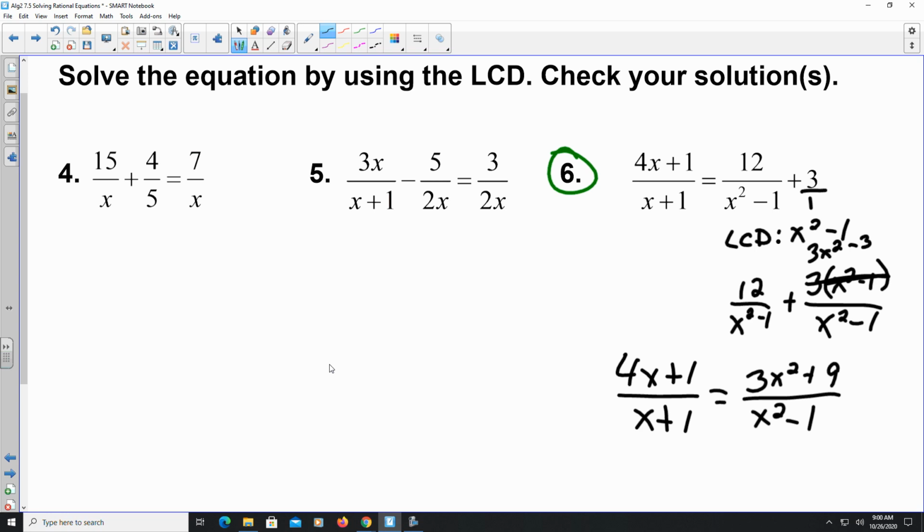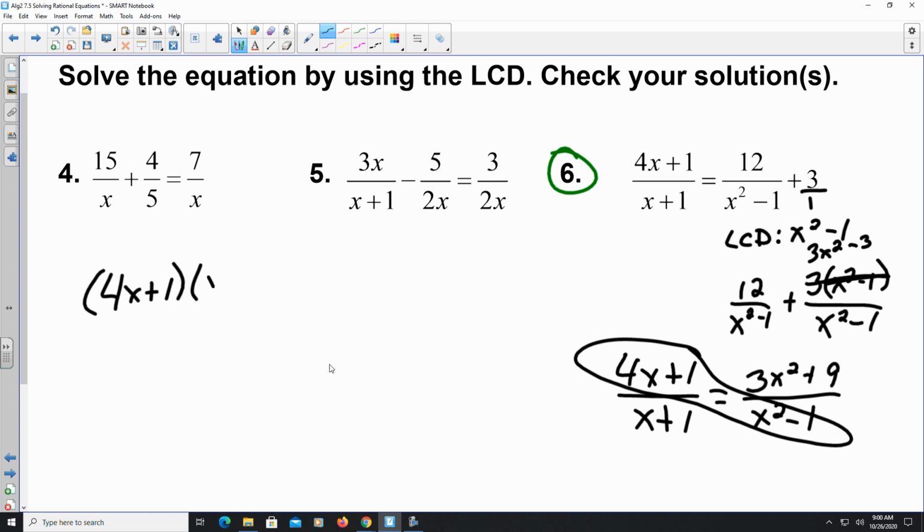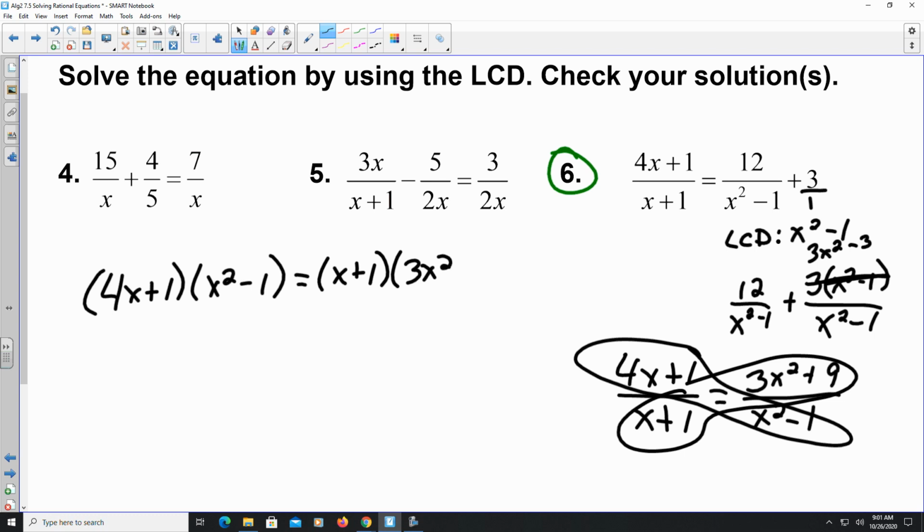Looking at this one here, this is going to be 4x plus 1 times the quantity of x squared minus 1. And that is going to be equal to this product here, which is x plus 1 times the quantity of 3x squared plus 9. So what I am going to attempt to do first is, there appear to be some of these parentheses that can be factored out, and maybe through doing some factoring, there may be stuff that I can cancel.